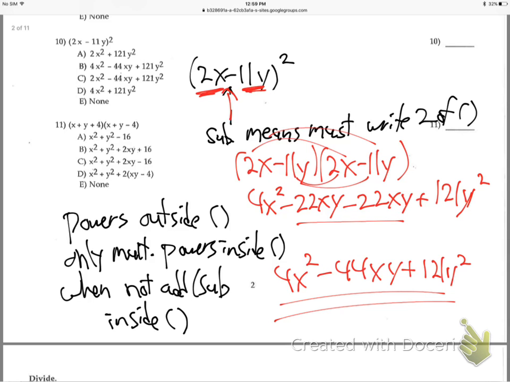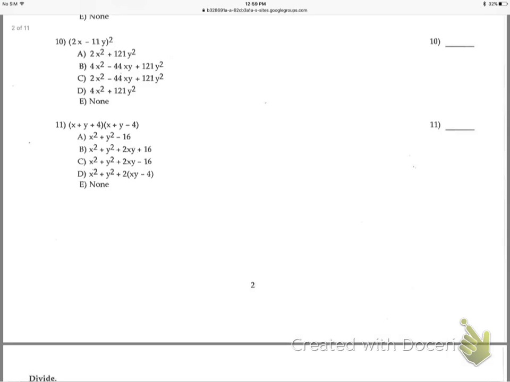So what answer is that one? That's B. No questions? Good. All right, I'm going to keep going. If you got that down, I'm going to do another messy one. These are messy. These ones, number 11.